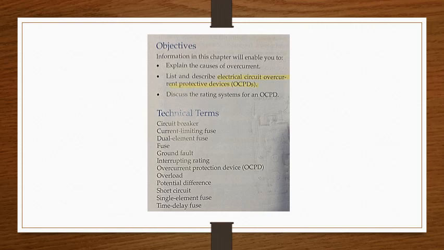Some of the technical terms described are circuit breaker, current limiting fuse, dual element fuse, ground fault, interrupting rating, overcurrent protection device, overload, potential difference, short circuit, single element fuse, time delay fuse.